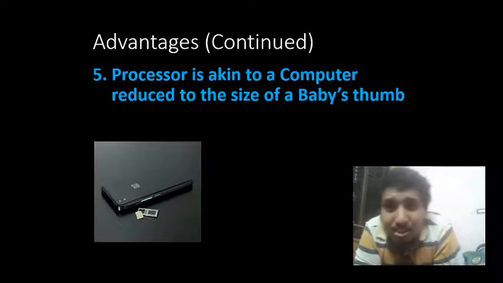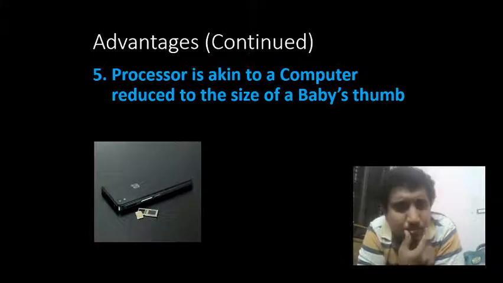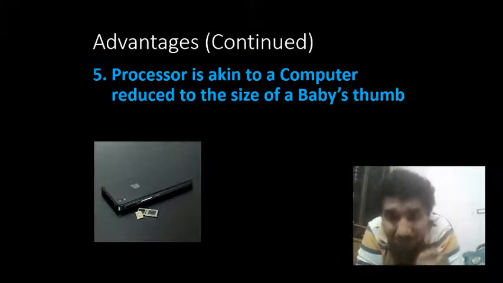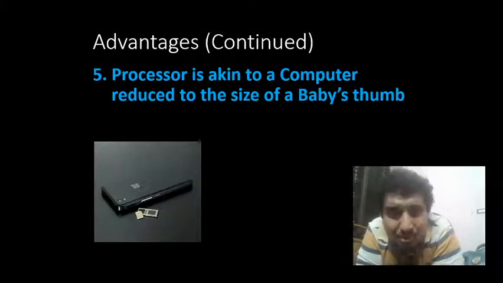The processor of a smart card is akin to the size of a baby stump, a very small processor. You saw that gold coating, right? Under that you have that processor, which is very, very small.